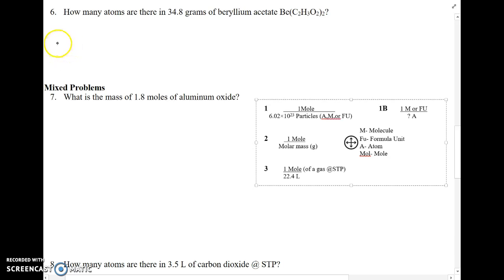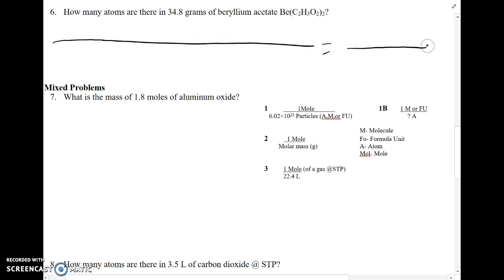So step 1, we're going to draw our dimensional analysis setup, doing problem number 6 here from the homework. Our next step is to identify what this question is asking for. So this question is asking me for atoms. Total number of atoms in 34.8 grams of beryllium acetate. So that's my ending unit. I am trying to get to atoms. The next step is to identify my starting point. And I see right here that my starting point is my given 34.8 grams of beryllium acetate.